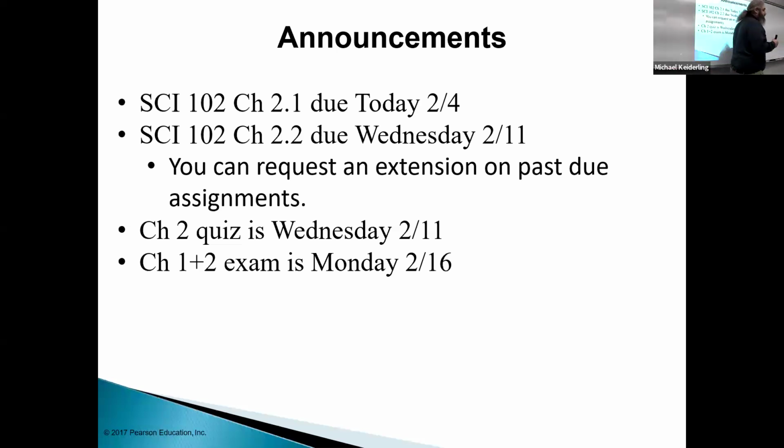Okay. So, chapter 2.1 homework is due today, before tonight. The second chapter 2 homework will be due in a week on Wednesday the 11th. You can request an extension on past due assignments. The easiest thing to do is to do the automatic extension, because for manual extensions, I have to get an email, see the email, and do something about that, and that could take a day.